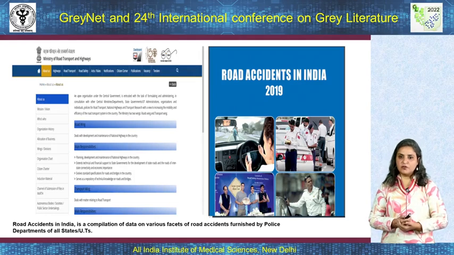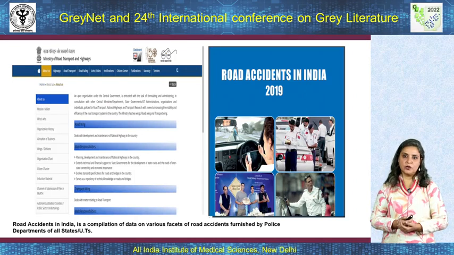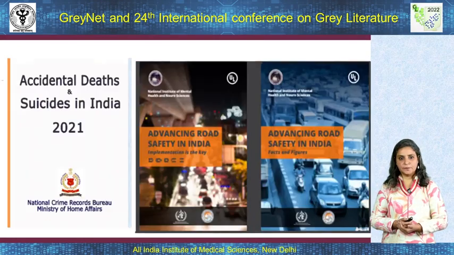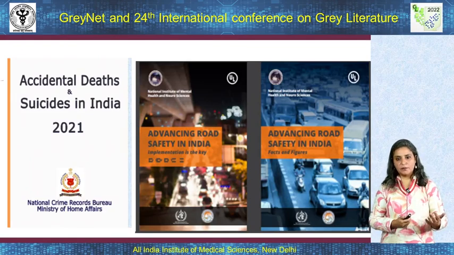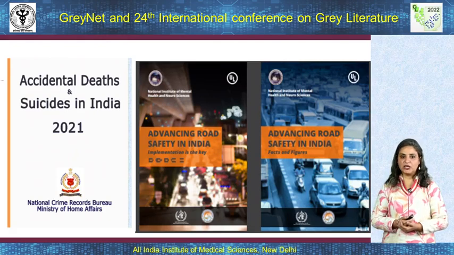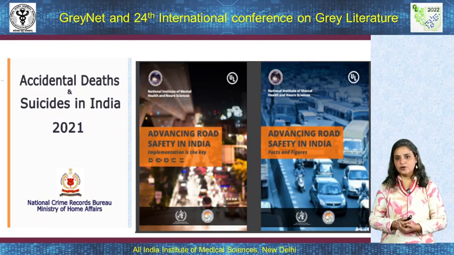So this is one of the very essential publications, a report on road accidents in India, which is most often referred to by the doctors and the research communities. Coming up, there are other publications, such as Accidental Deaths and Suicides in India, published by the National Crime Records Bureau. To the right are two other reports produced by NIMHANS in Bangalore, on implementation is the key, and facts and figures. These are the two reports. When we were doing the search, we were able to find them.